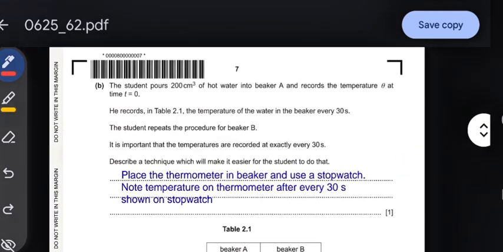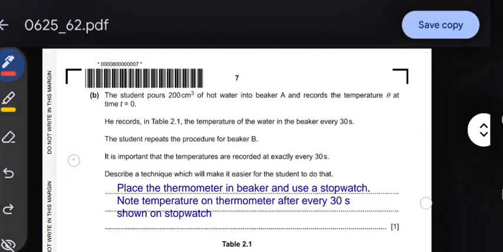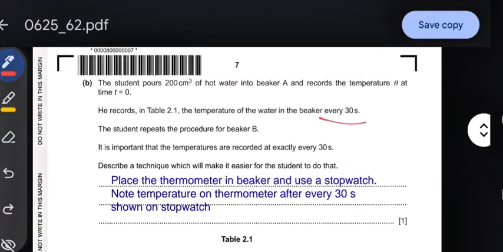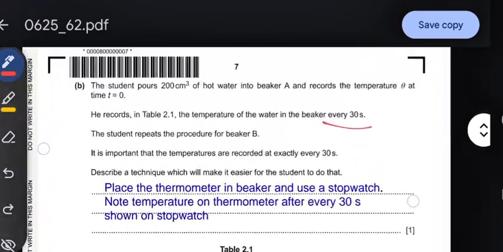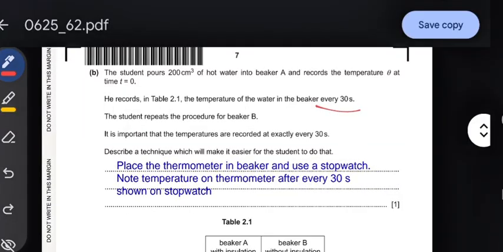The student pours 200 centimeter cube of hot water into beaker A and records the temperature theta at time t is equal to 0. He records in table 2.1. Here's table 2.1: the temperature of the water in the beaker every 30 seconds. The student repeats the procedure for beaker B.